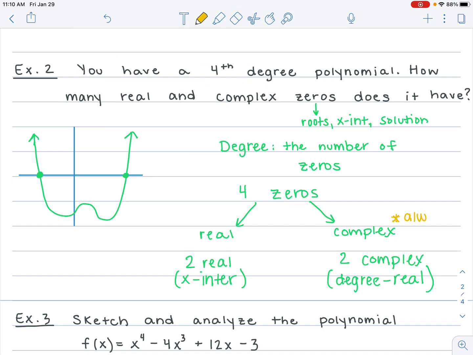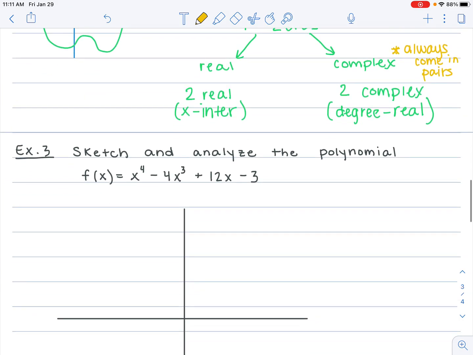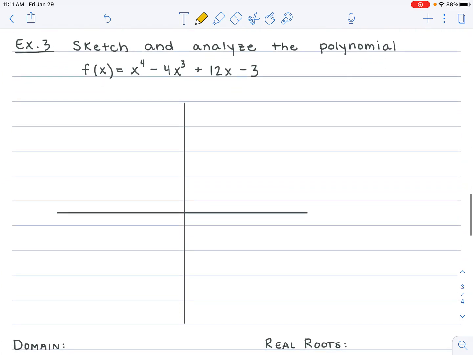As a little side note here, your complex solutions always come in pairs or sets of 2. So you'll never just have one complex solution or 0. It'll be 2, 4, 6, etc.